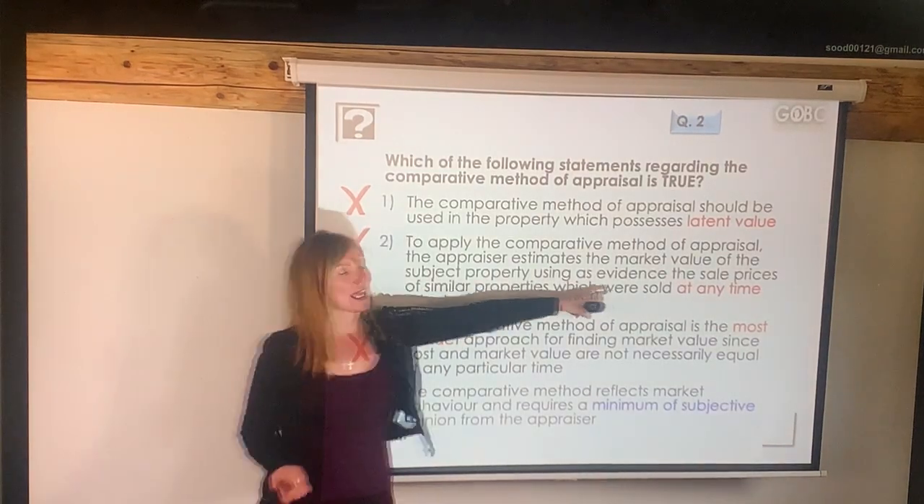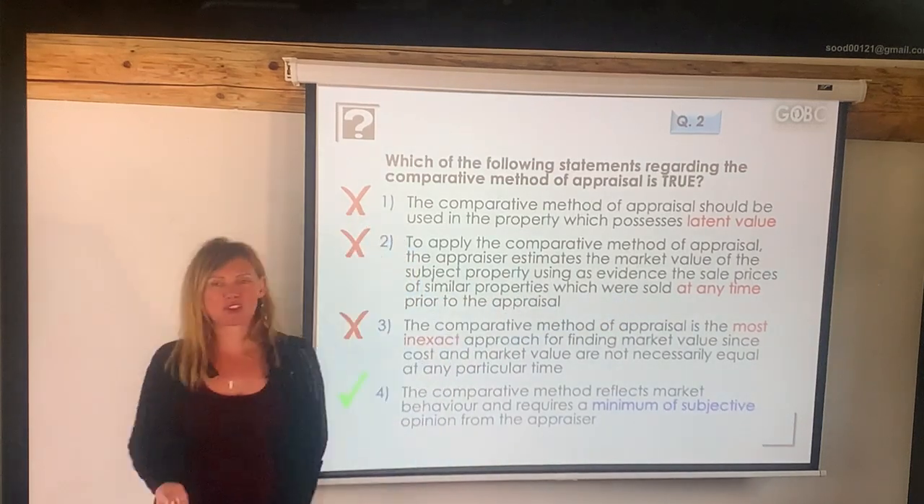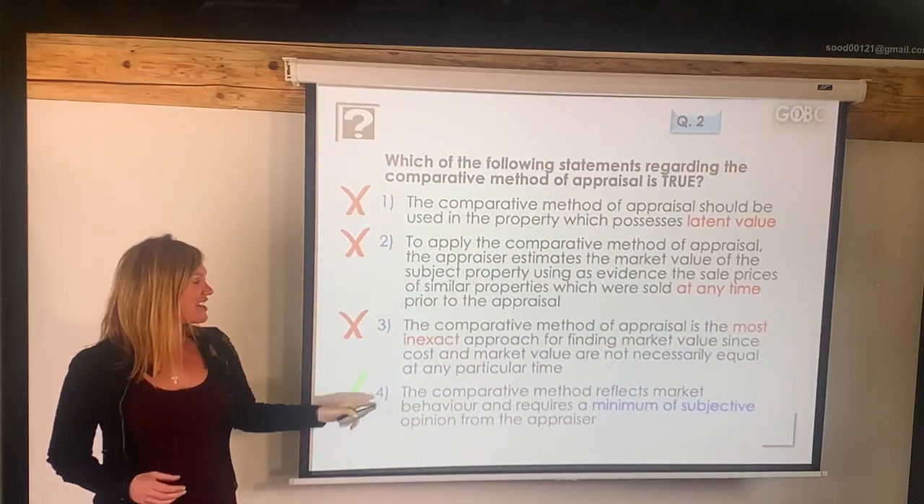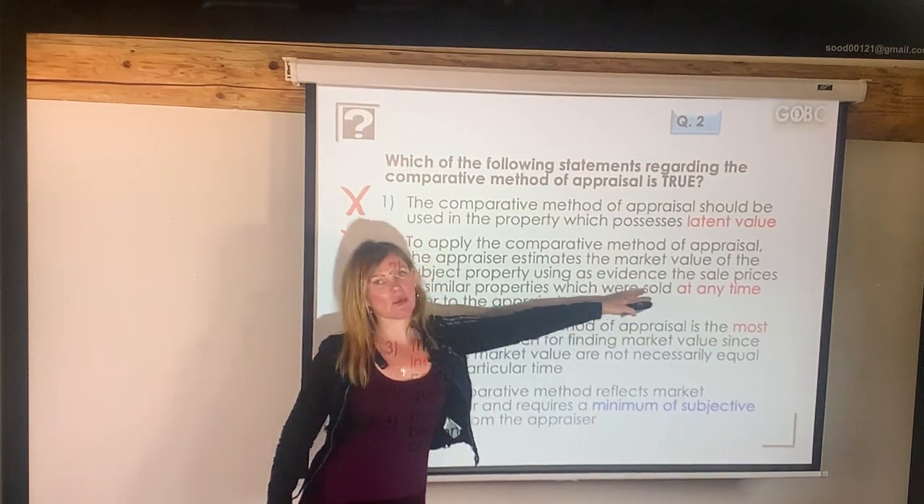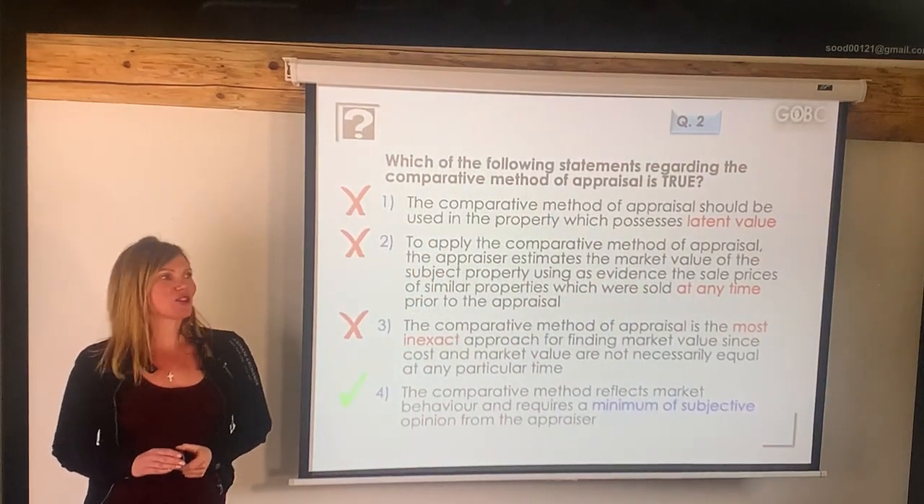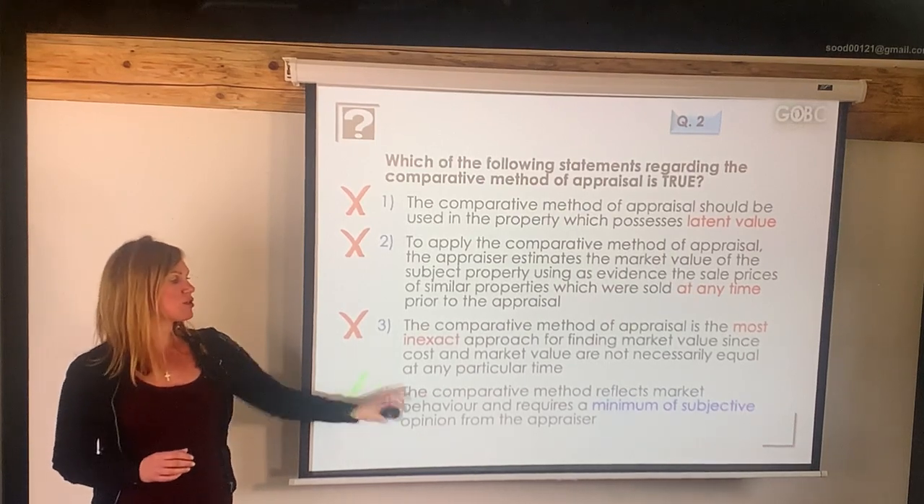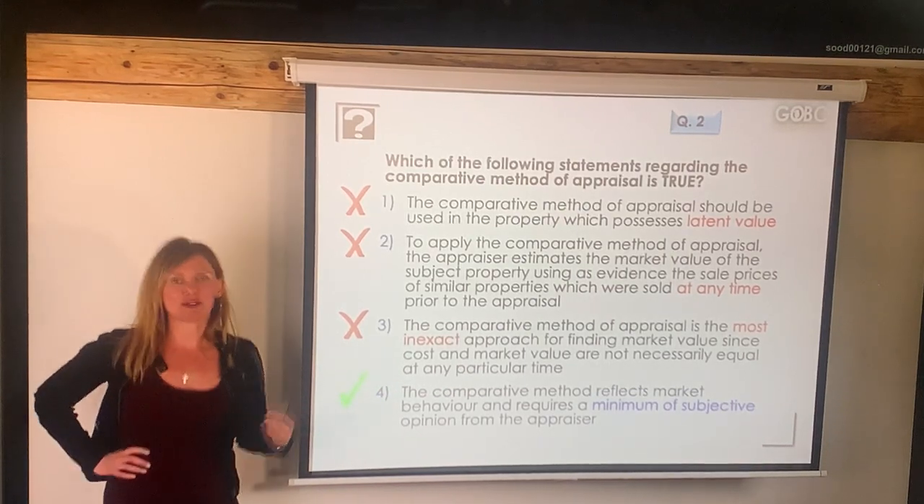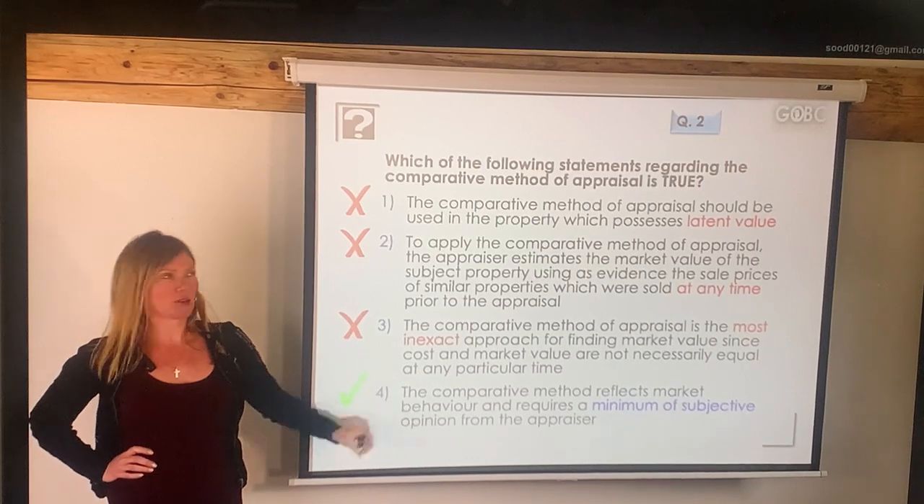Option 2, the problem was "at any time." Hopefully you highlight that part because you can't just go back 20 years. That's a bit too long, right? If I say "within reasonable time," then that would be a true statement too, okay? But in this case, yes, requires a minimum of subjective opinion from the appraiser. You don't need the appraiser's information at this point because you can do it by yourself. Comparative method, you have enough data, you have enough information to come up with your own decision here.